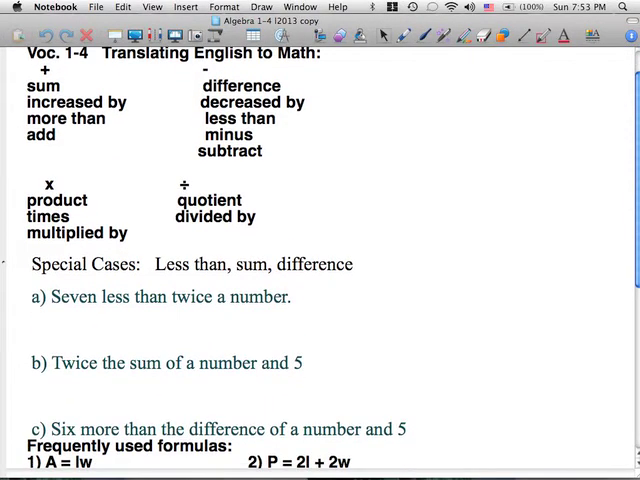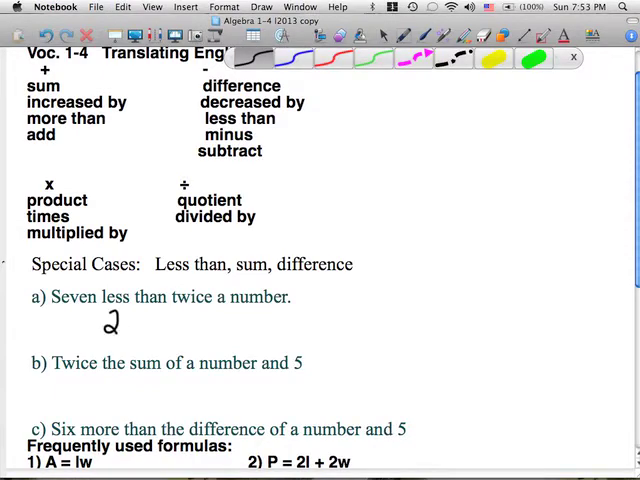If I have a phrase that says 7 less than twice the number, this is the one time I cannot translate left to right. So I'm going to have to put twice the number, twice x, and then subtract 7. If you think about your age, as you said 7 less than your age, say you're 14 years old, you would take 14 minus 7 and not 7 minus 14.